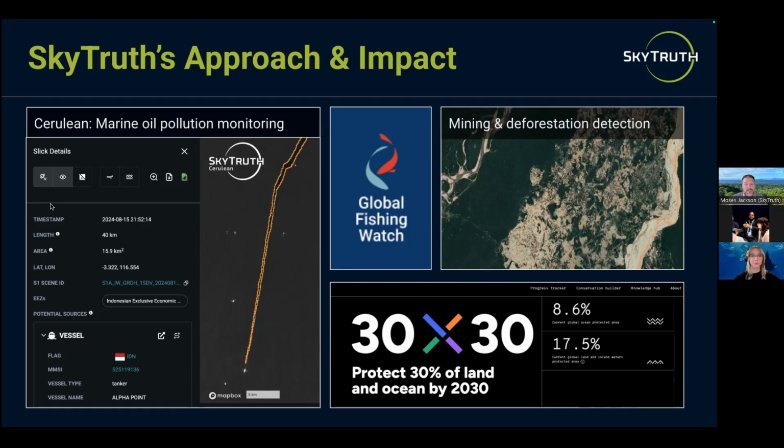So today we're going to focus specifically on two different SkyTruth platforms that we think are of interest to this group. One is called the 30 by 30 platform, and the other is called Cerulean. So we're going to start with the 30 by 30 platform.